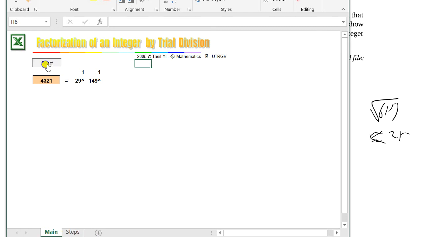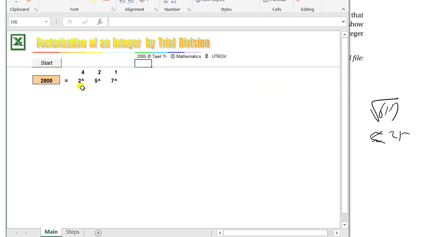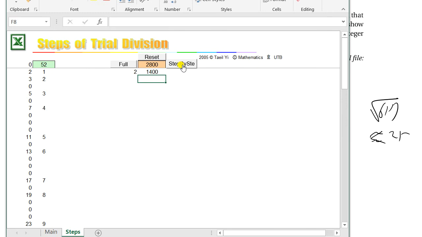Let me change to the one which is given in our study book. How about 2800 as the given number? Then it should be factored to 2 to the 4 times 5 squared times 7. So let's just check one by one. This is what you're supposed to do. Start from the smallest prime first. So try to divide 2800 by 2. The quotient is 1400. Of course, it's a divisor, so there is no remainder, right?